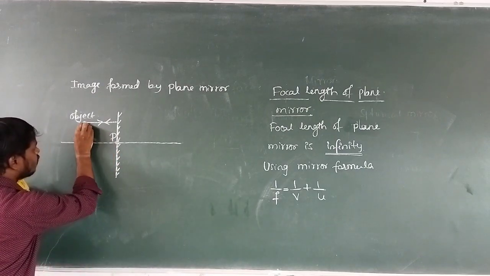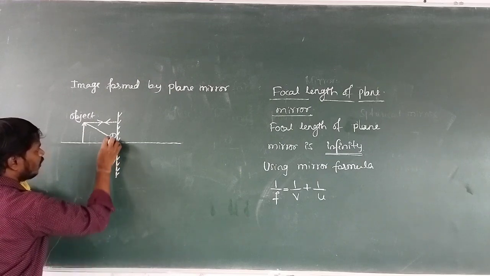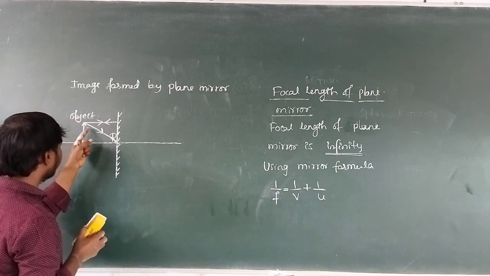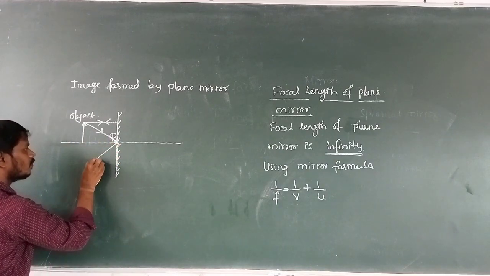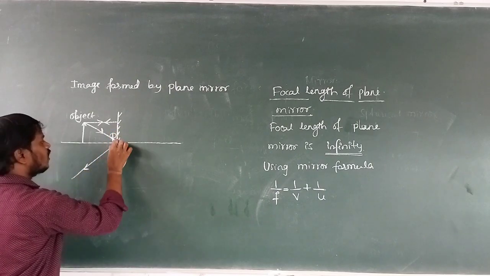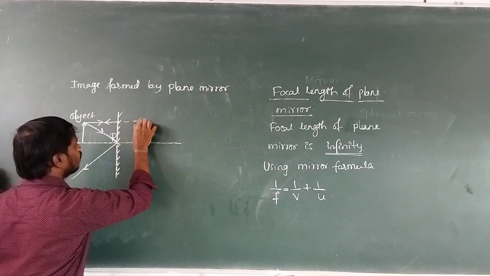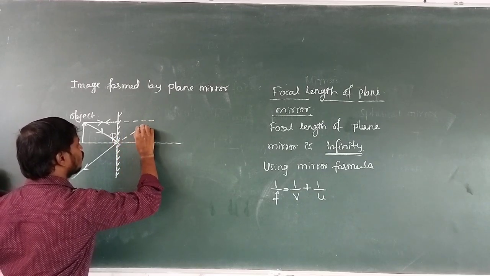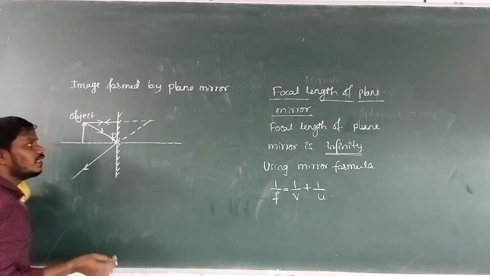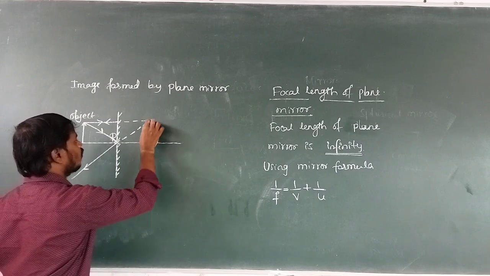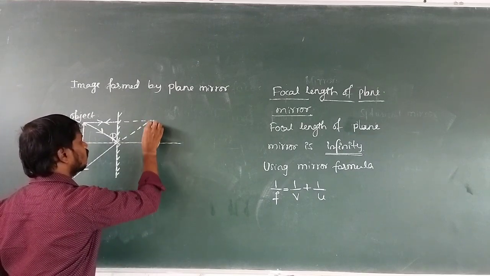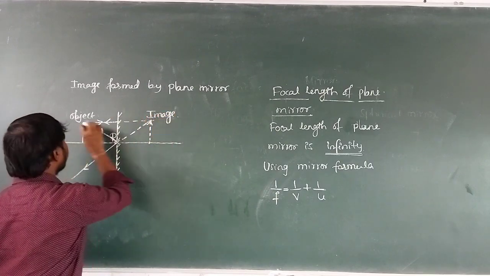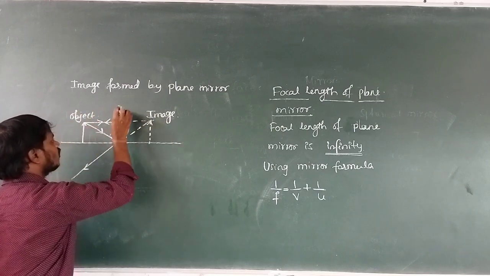And if the light is incident obliquely at the pole, then the light reflects obliquely. Then I will extend these two reflected rays. Where these two reflected rays meet, at that position the image of the object is formed. This is the object, and this is the image of the object. Then it is a mirror.